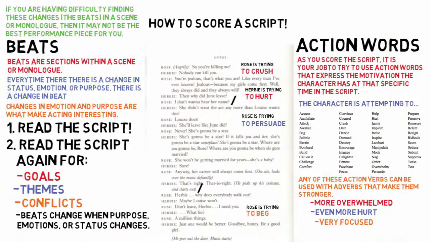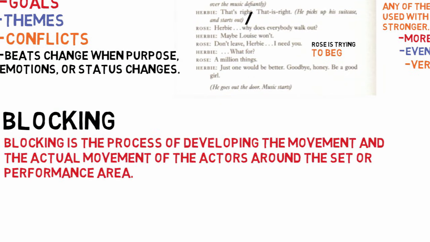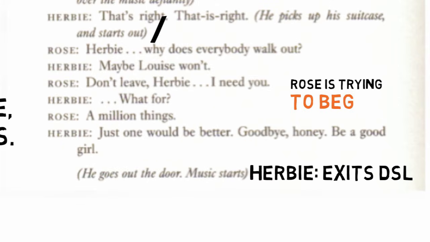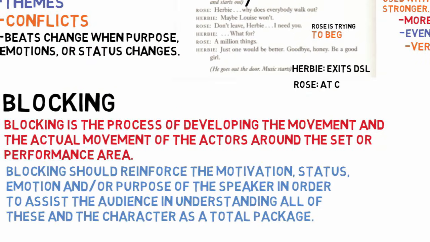Now, after you've scored your script, let's discuss the final steps in preparing a script or monologue for performance. After you have identified and marked your beats and scored the script, you have two more steps in order to create a successful presentation. Final step 1, blocking. Blocking is the process of developing the movement and the actual movement of the actors around the set or performance area. You may choose to do simple blocking with little movement and simple gestures, or your script may need to have much stronger movement to express the motivations of the character. Blocking should reinforce the motivation, status, emotion, and/or purpose of the speaker in order to assist the audience in understanding all of these and the character as a total package.